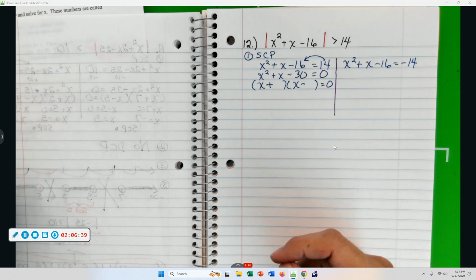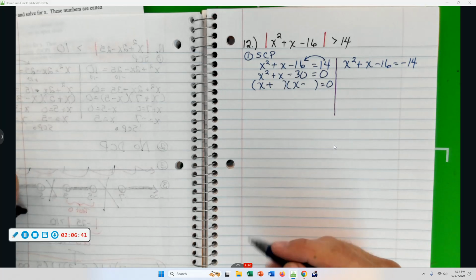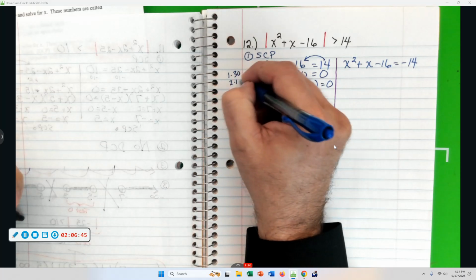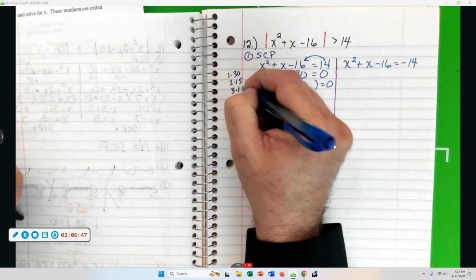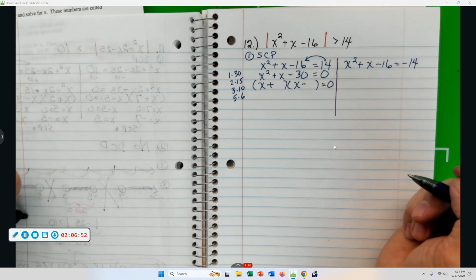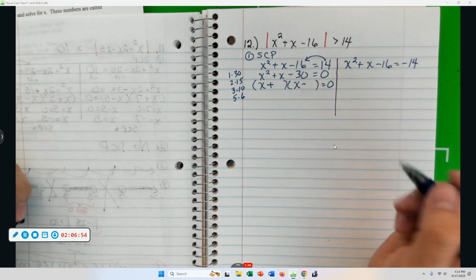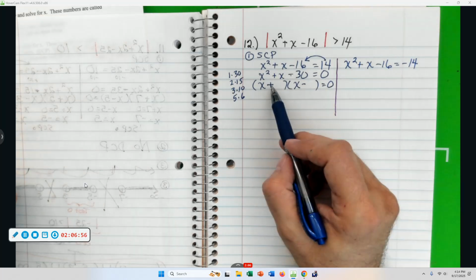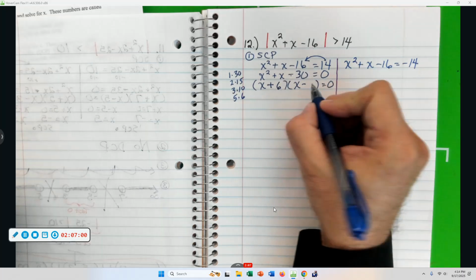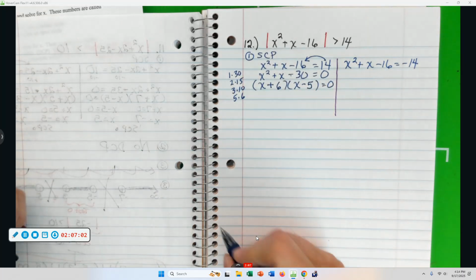A lot of numbers multiply together to give 30, right? 1 times 30, 2 times 15, 3 times 10, 5 times 6. Which one are we going to use? 5 times 6. Okay, what's going to go after the x plus, the 5 or the 6? The 6, because you need to get back that positive 1x.